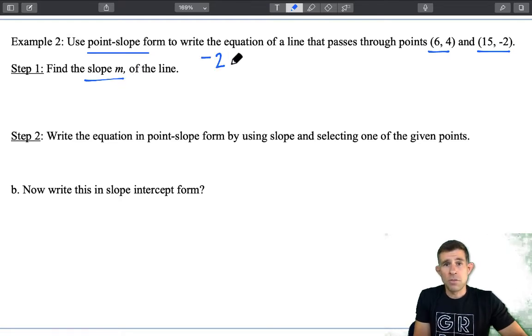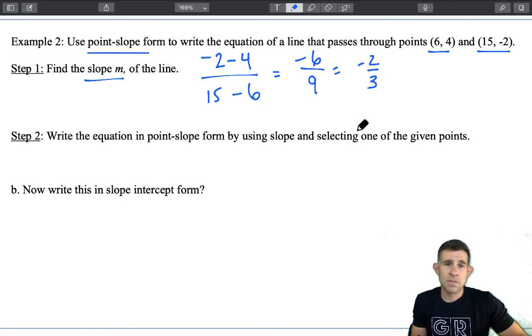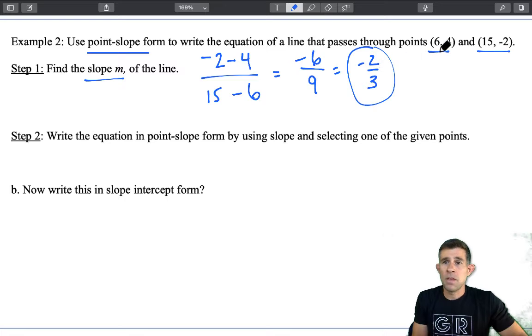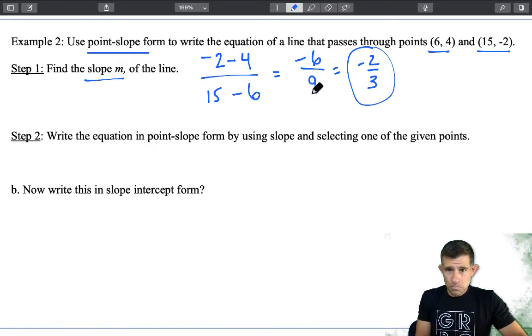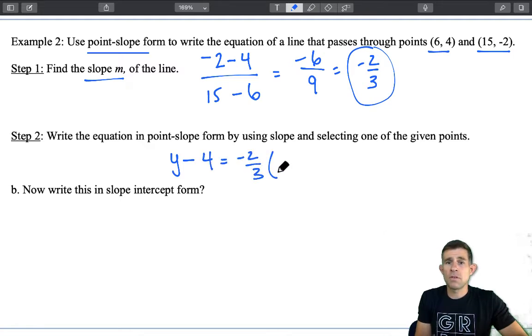So finding slope using our formula, which says the change in the y coordinates divided by the change in the x coordinates. That will simplify to our -6 over 9, which can be reduced to -2/3. So once we've found our slope, it doesn't matter which point we choose. We can choose either one, and we can write point slope form. So let's go ahead and do that. We're going to say y minus 4 is equal to my slope of -2/3 times x minus 6.